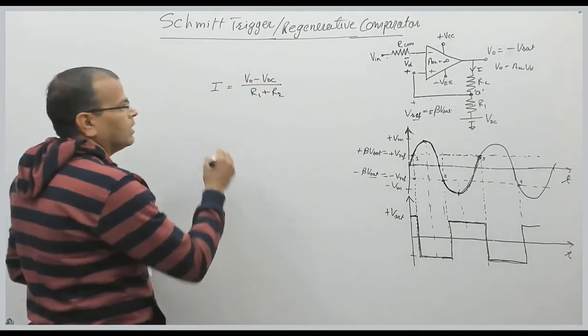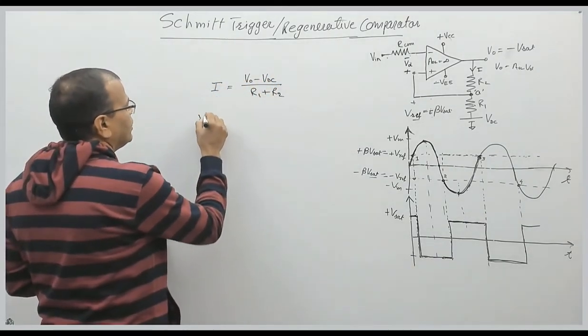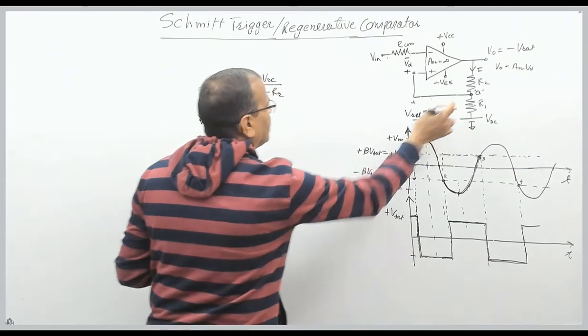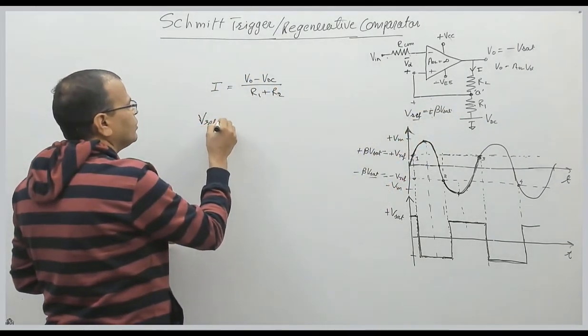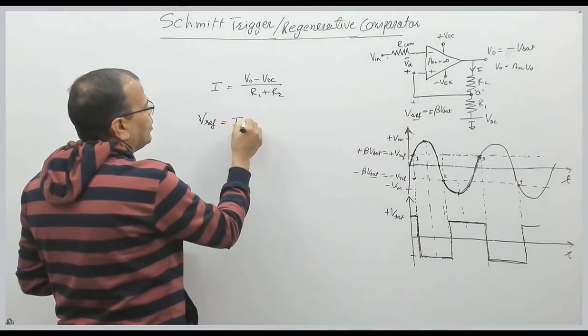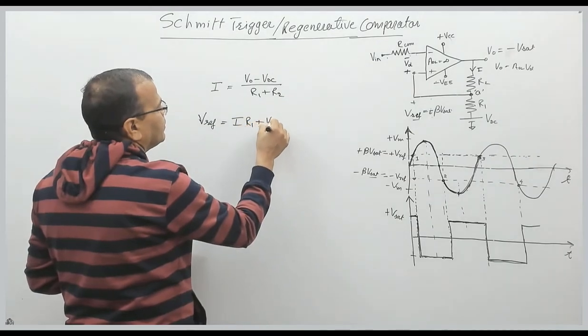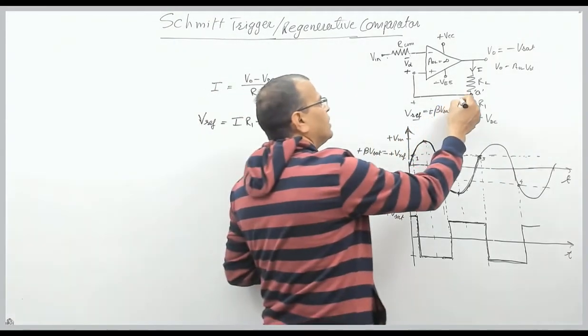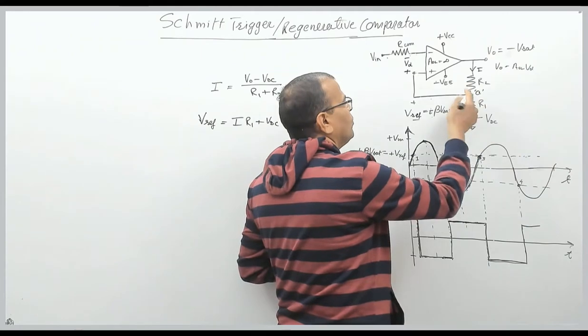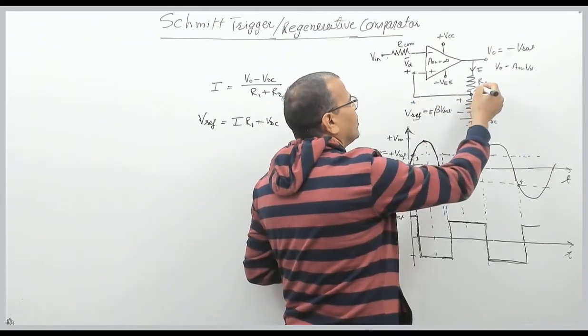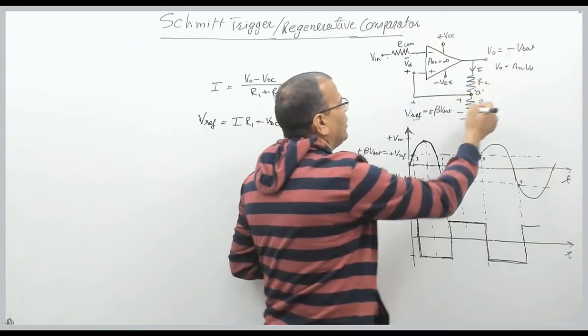This is the current. Now what will be the voltage at node A? That is nothing but the reference voltage. So the reference voltage will be nothing but I into R1 plus VDC. The drop across this resistance plus this voltage will be VA or Vref. What is the drop across this? This current I into R1.